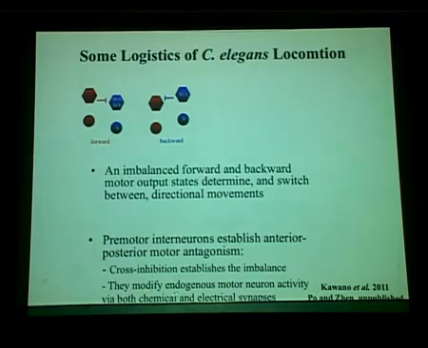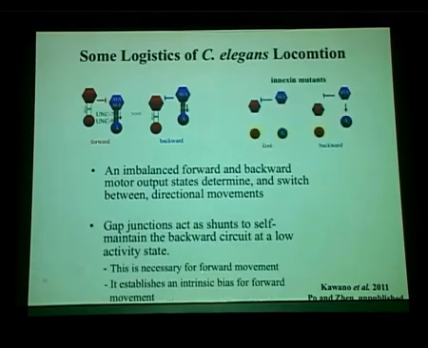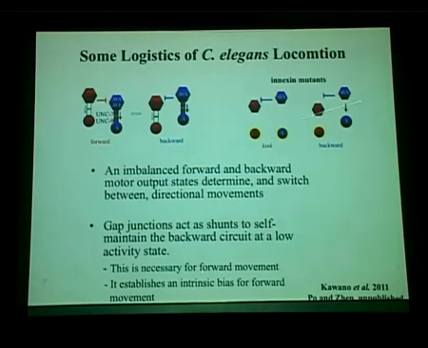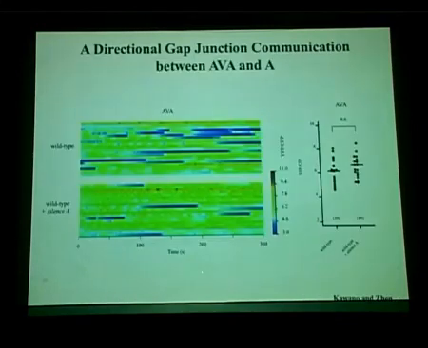And we believe that they modify the endogenous motor neuron activity through both chemical and electrical synapses. In the absence of those gap junctions, you get an equal state of activity in the forward and backward activity patterns. Then the remaining chemical synaptic input will increase the neuronal activity of A motor neurons, driving the animal to prefer to activate backward instead of forward. And this would only work if the gap junction is directional, because that predicts the gap junction has an instructive role to instruct the activity state. And that's what we observed.